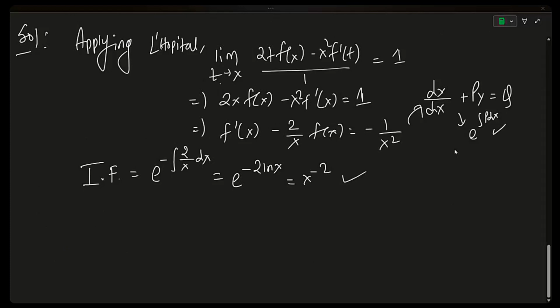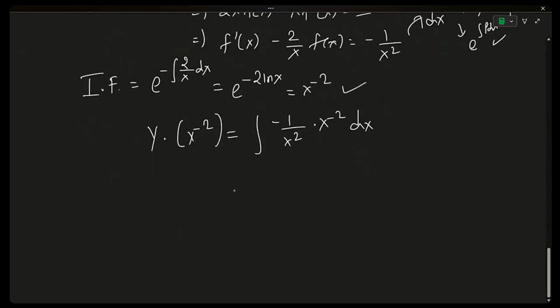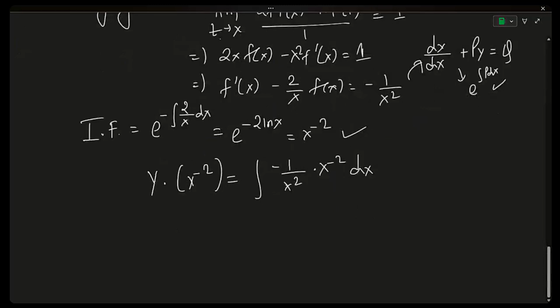Once you get the integrating factor, you can simply write y times x to the power minus 2 is equal to integral of minus 1 by x square into x to the power minus 2 dx. And this is what we want to write immediately after we find the integrating factor. So basically you are finding y. Once you find the integrating factor, you write y into the integrating factor is equal to the integral of whatever you have on the right hand side multiplied by the integrating factor. This is your answer.